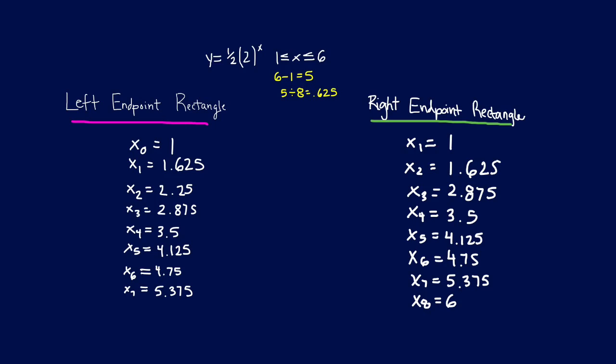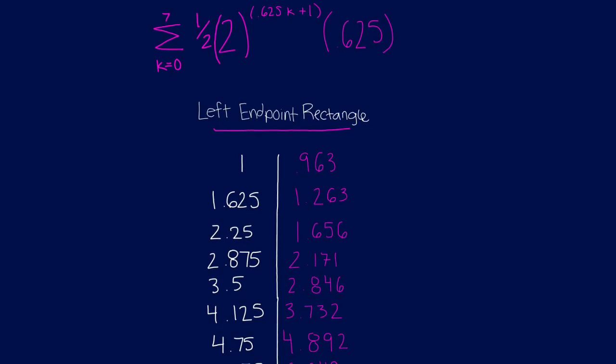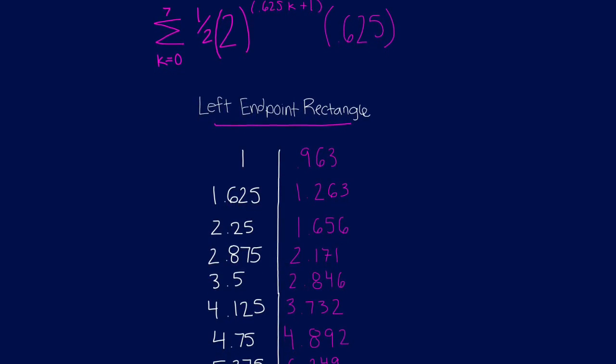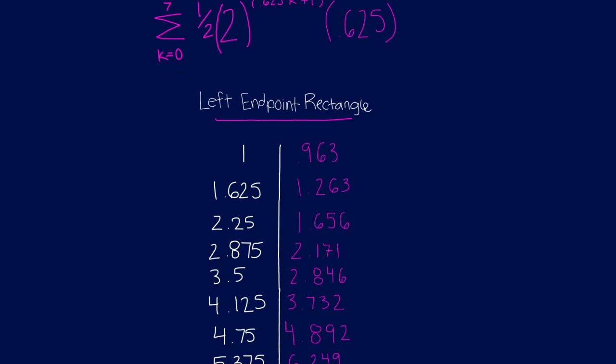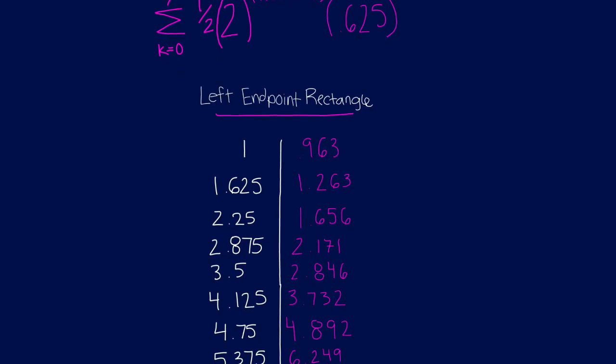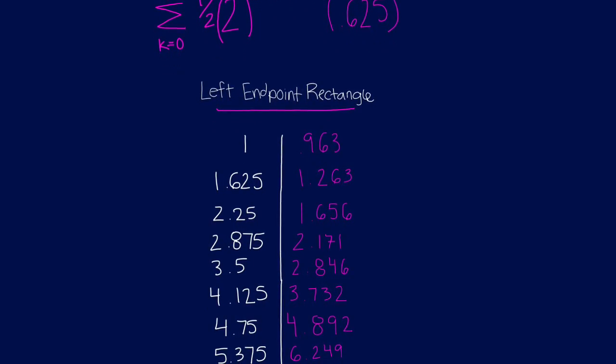In order to find your right endpoint rectangles, the process remains the same, except you will always start with x sub 1, which means your first value will be 1.625, but then you continue on adding 0.625 each time. What we have done so far is find our x values for both our left endpoint rectangle graph and right endpoint rectangle graph. What we are missing is our y values, which help us be able to plot the points on the graph.